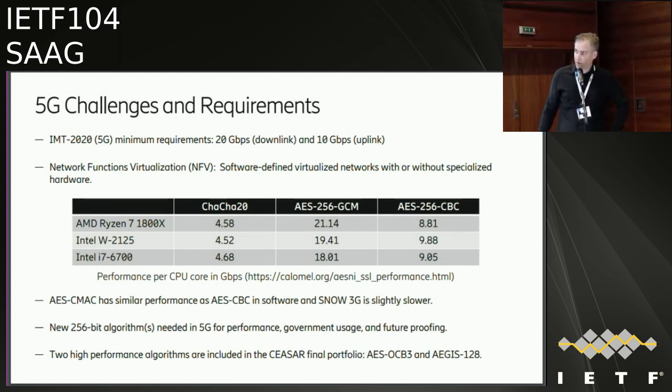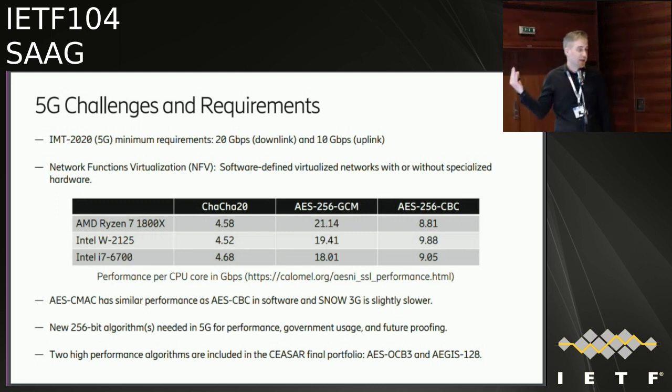AES-CMAC has similar performance as AES-CBC mode. You cannot reach 20 gigabits; you get around 9 on a single core. AES-256-GCM, on the other hand, has excellent performance. You can reach over 20 on a single core. You could also parallelize it. So this is obviously one of the main candidates for 3GPP going forward.